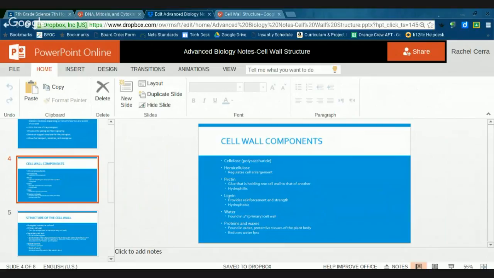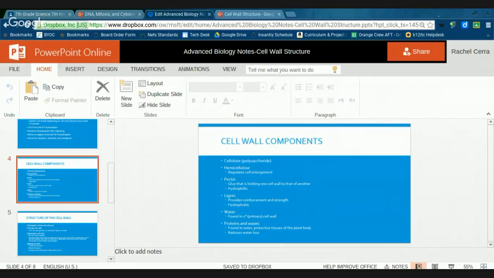The lignin. This is going to be put in your cell wall for reinforcement and strength. So kind of fibers there to help with the actual structure of the cell wall, which helps with cell structure. It is hydrophobic in nature, so not water soluble. There is some water inside your cell wall. It's going to be mostly found in the primary cell wall.